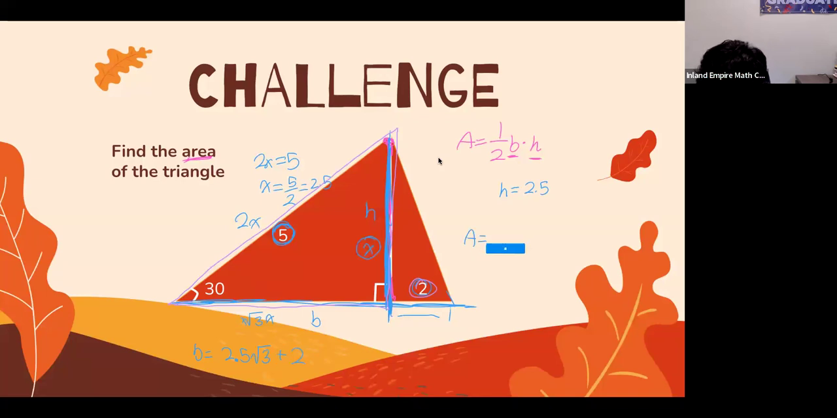And so we can go back to our area equation. We know that area is 1/2 base, which is 2.5 root 3 plus 2, times the height, which is 2.5. And to save us time, I'm not going to simplify it, but you could always plug this all into a calculator and get a nice decimal number.